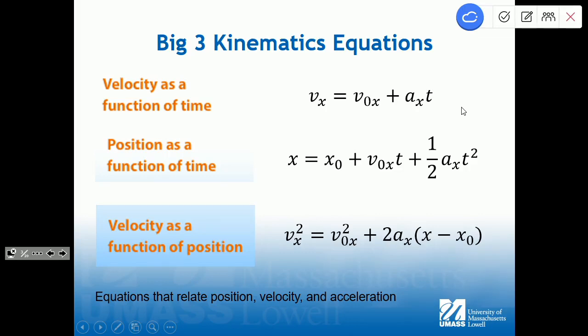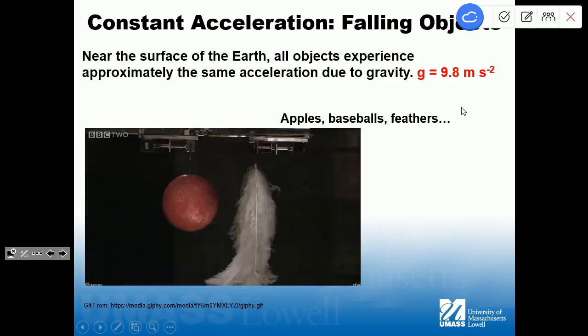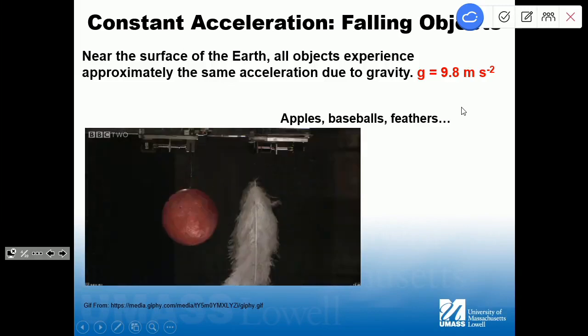Remember, the big caveat to these equations was they apply in the case where acceleration is what? Constant. So all of these apply for the case where acceleration is constant. So remember, speed is distance over time does not apply when acceleration is involved. If acceleration is involved, you have to use these. This is showing you that in the absence of air resistance, everything close to the surface of the Earth falls with the same acceleration due to gravity.